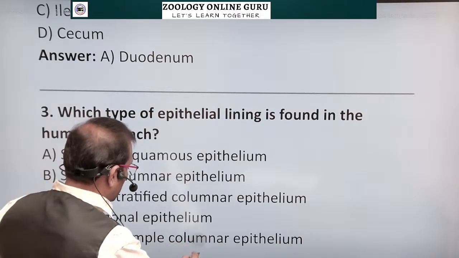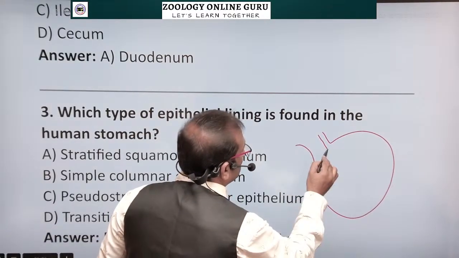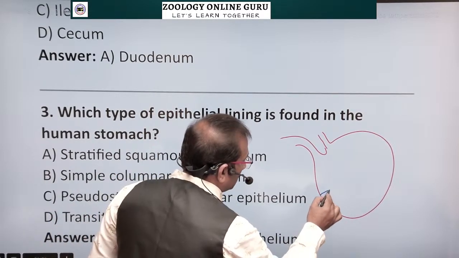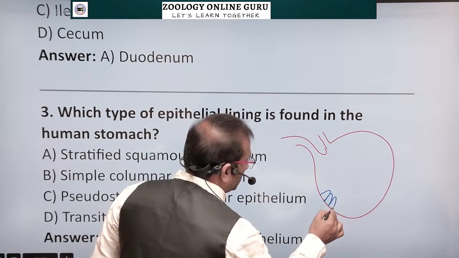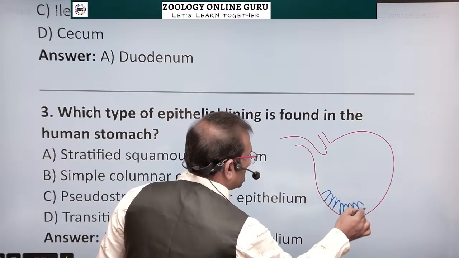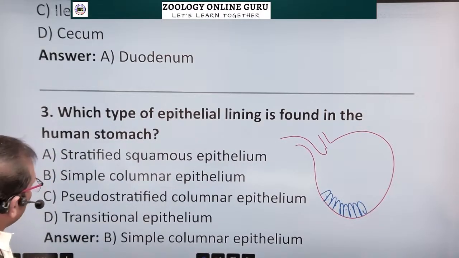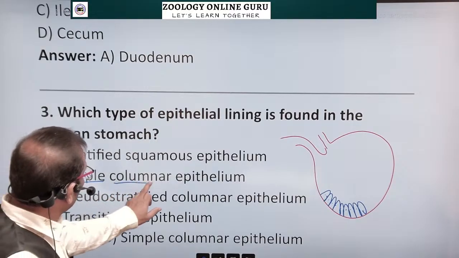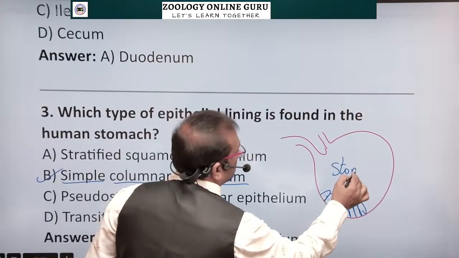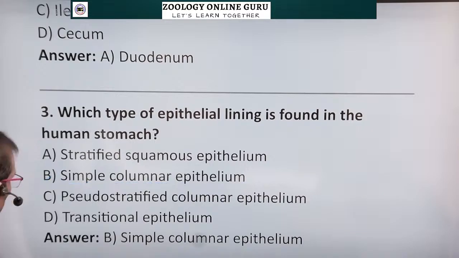If you take the diagrammatic representation, suppose this is the stomach. In the stomach, the simple columnar epithelial cells are present. So that is the simple columnar epithelium is present in the stomach region. This is the stomach. Up to now, any doubts?